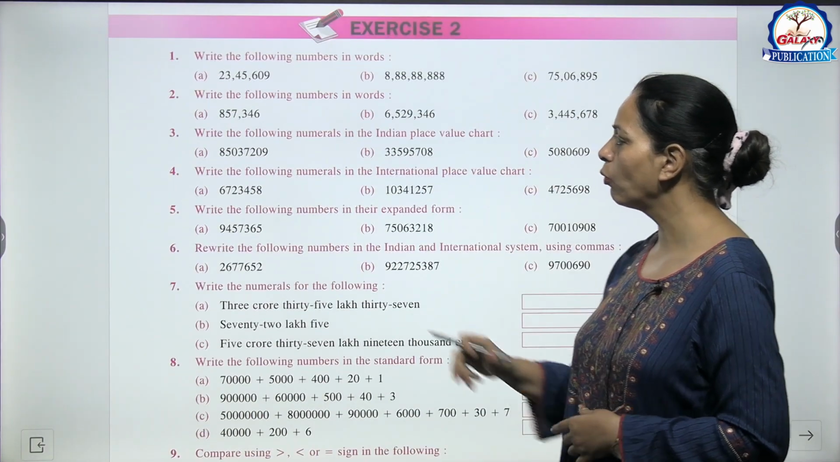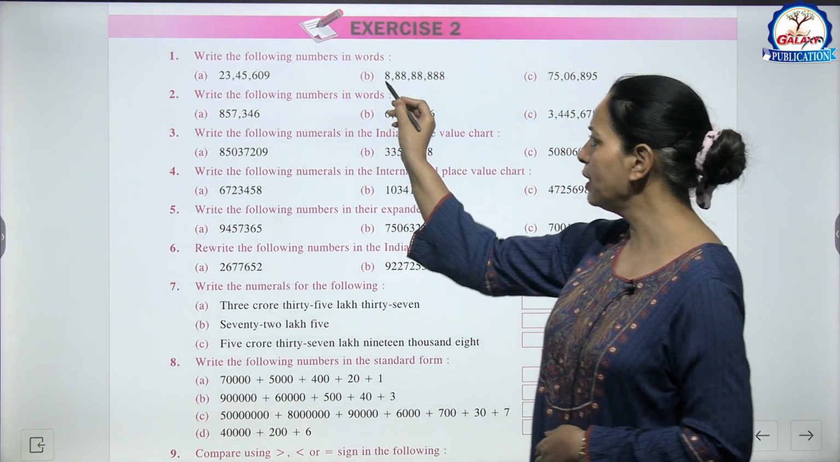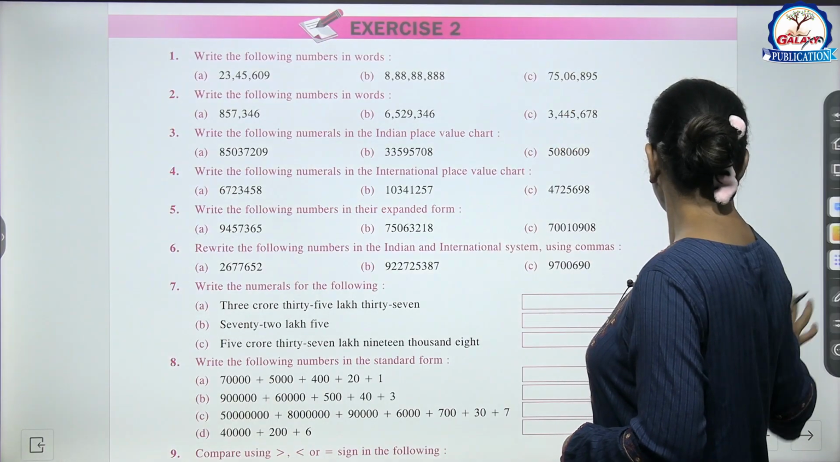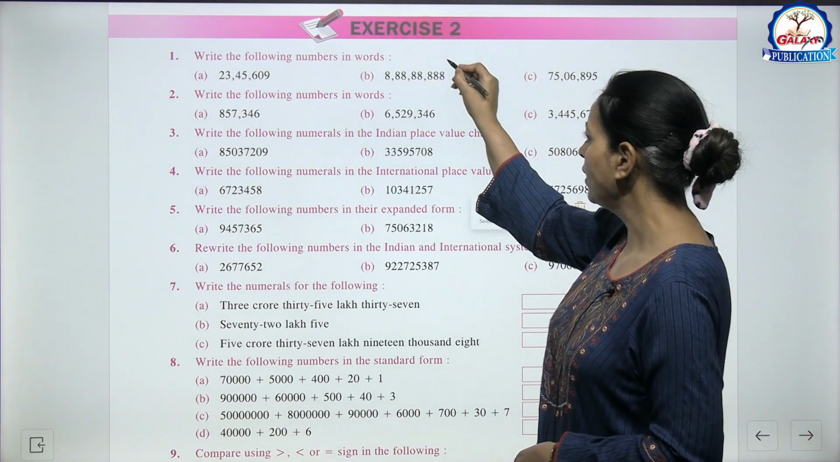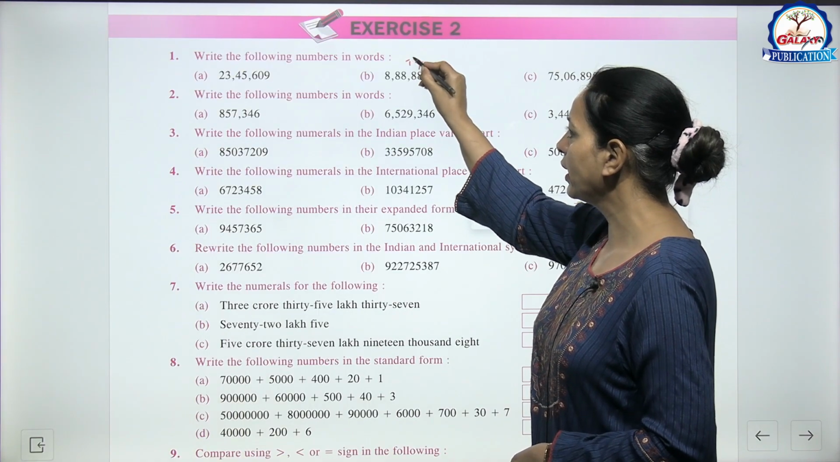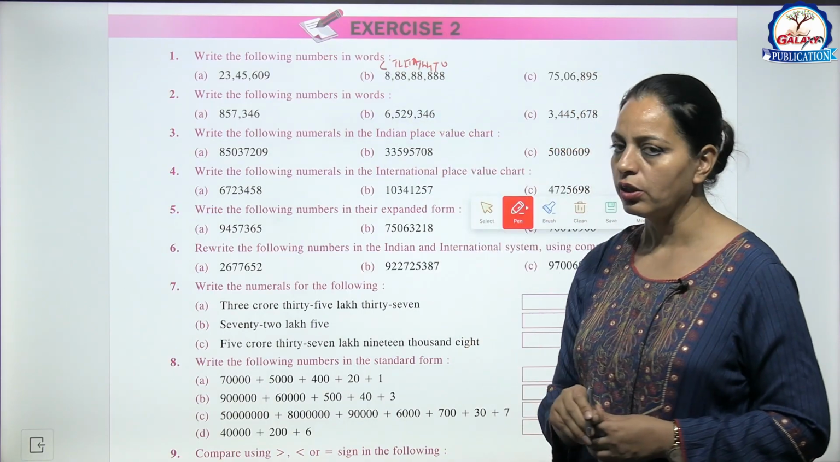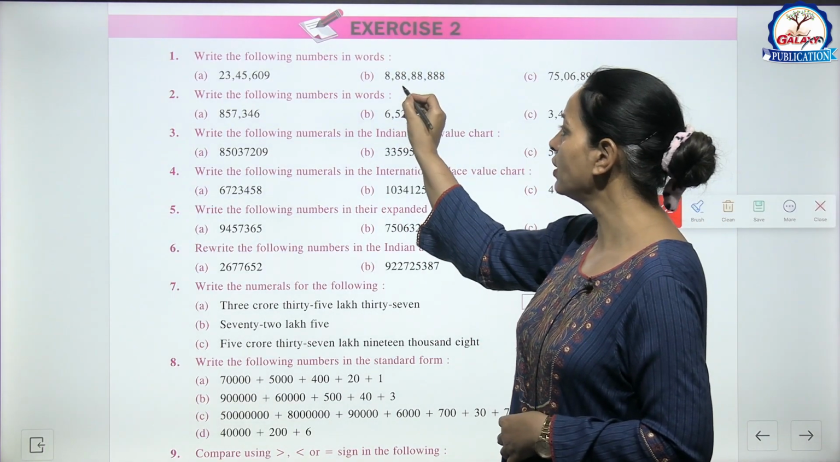So see question number 1. Write the following number in words. Like here B part. So what to do? First we have to see ones, tens, 100, 1000, 10,000, lakh, 10 lakh and crore. So how we can write in words?